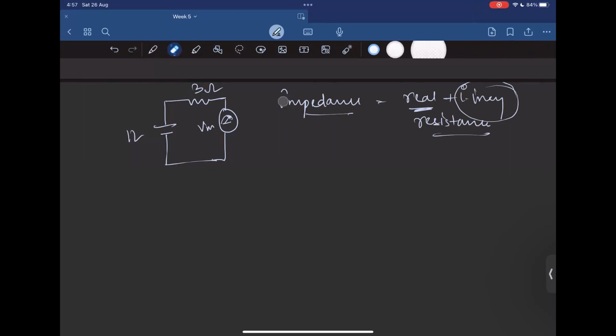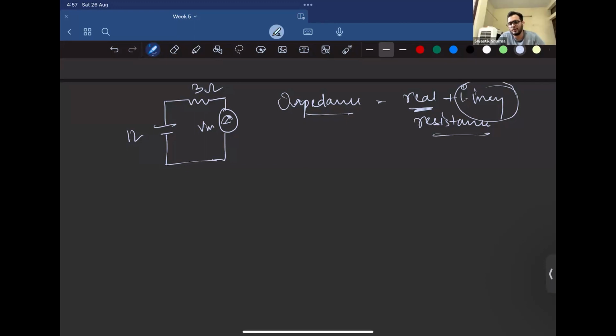Your voice is breaking, so if you can write in the chat box, I'll appreciate it, as I'm not able to hear you properly. So you're saying that for that voltmeter, let's say the internal impedance is infinite.